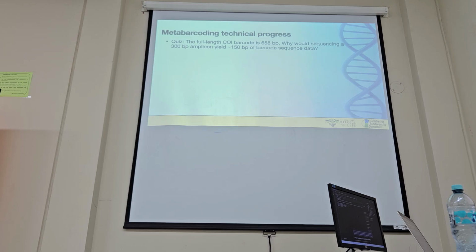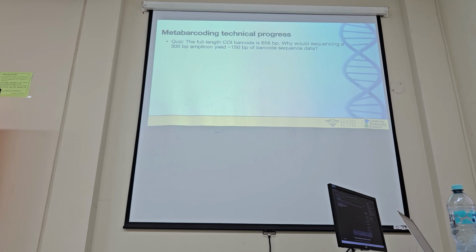658. Why, if you have a 300 base pair amplicon, why would we maybe only get 150 base pairs of usable barcode data? So why is it the case that a 300 base pair amplicon doesn't have 300 bases of barcode, or has less than that, maybe 150? We are only sequencing the variable regions. Not so. We want to sequence the whole thing.